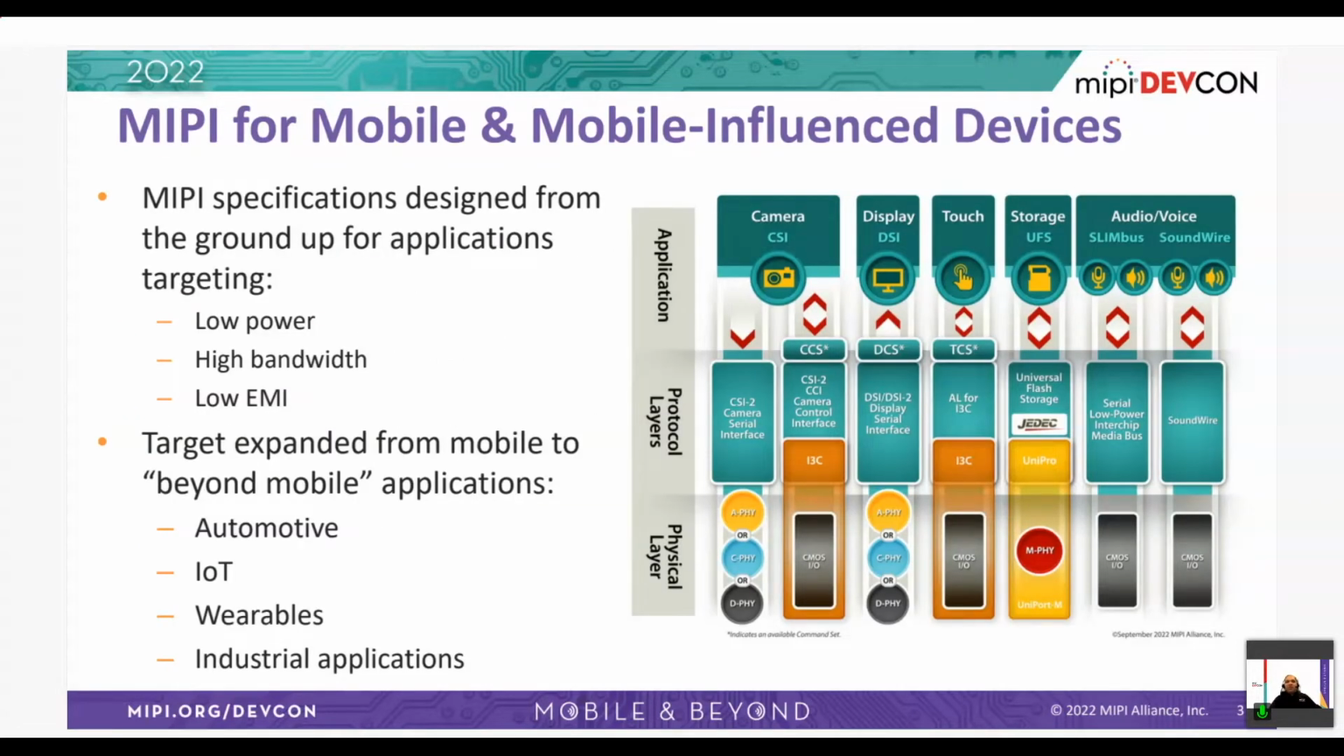Starting with an overview of MIPI specifications, MIPI Alliance has developed over 50 specifications since it was formed in 2003. Those specifications were designed for applications targeting high bandwidth along with low power and low EMI, mainly for mobile devices. The specifications evolved with time to target applications beyond mobile, and they became widely adopted in mobile-friendly applications like automotive, IoT, and wearables, and also used in other applications like industrial and biomedical applications.